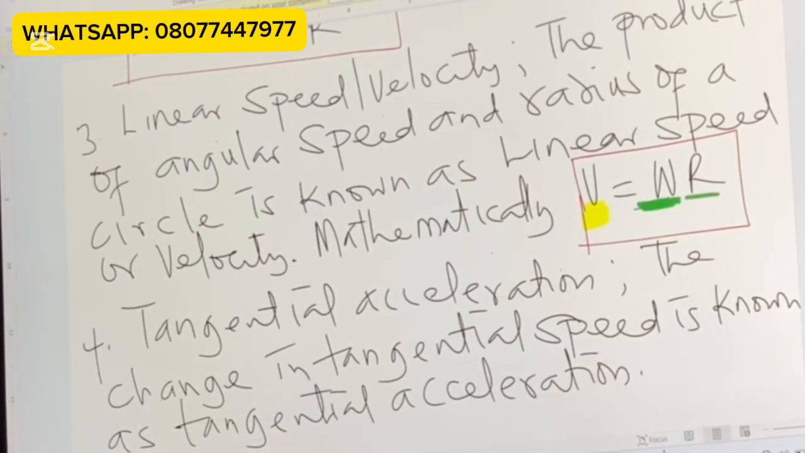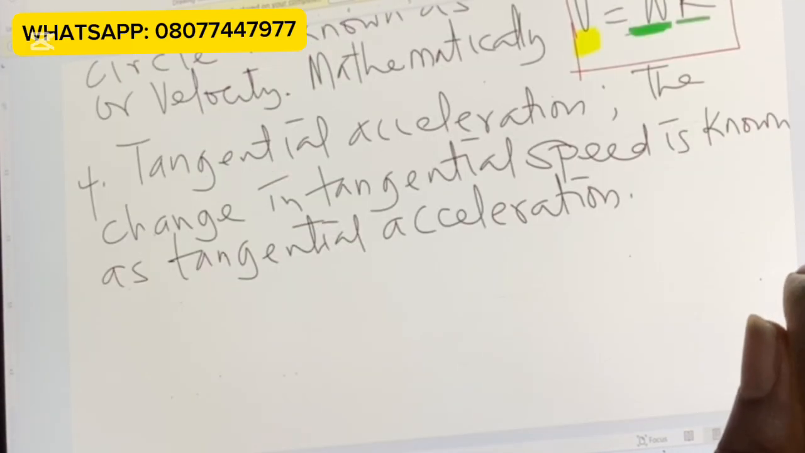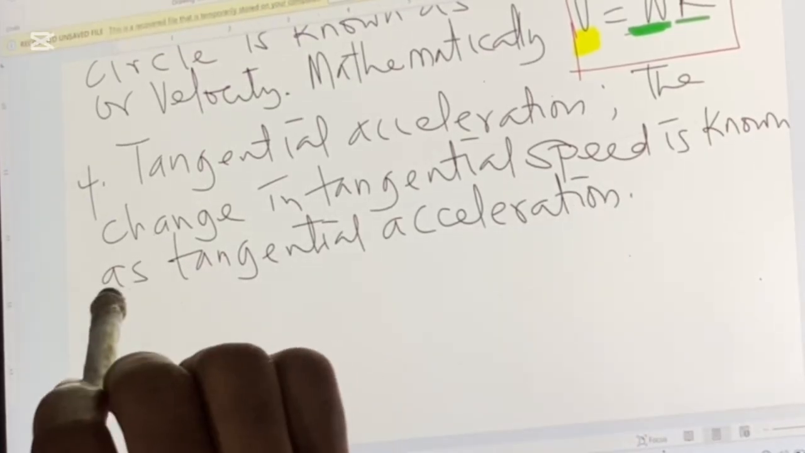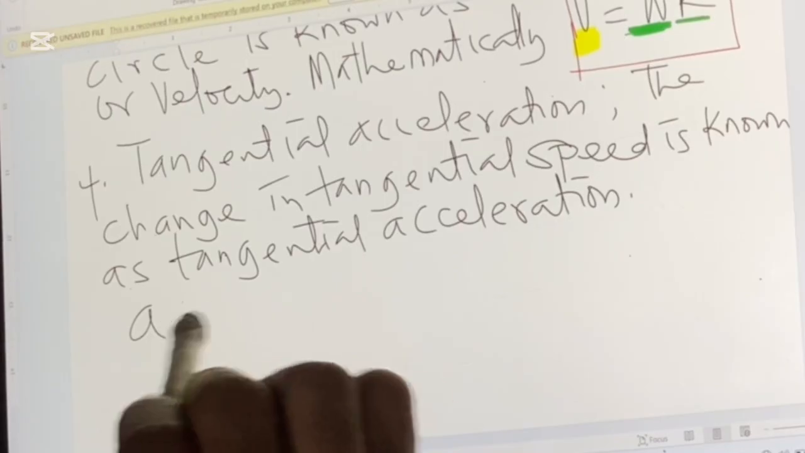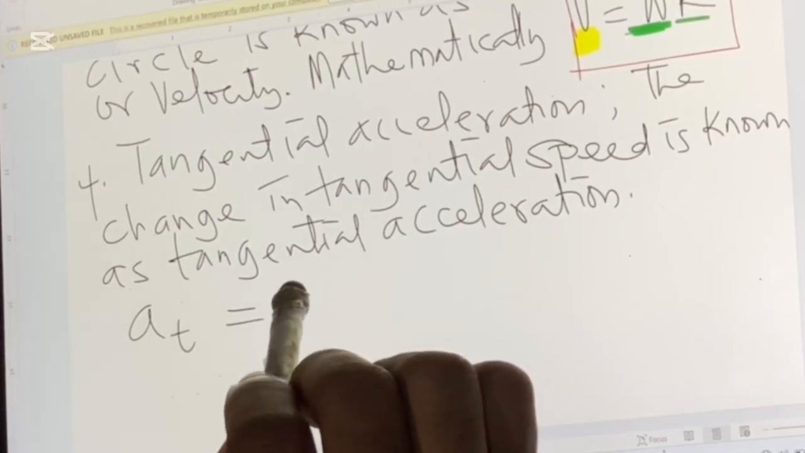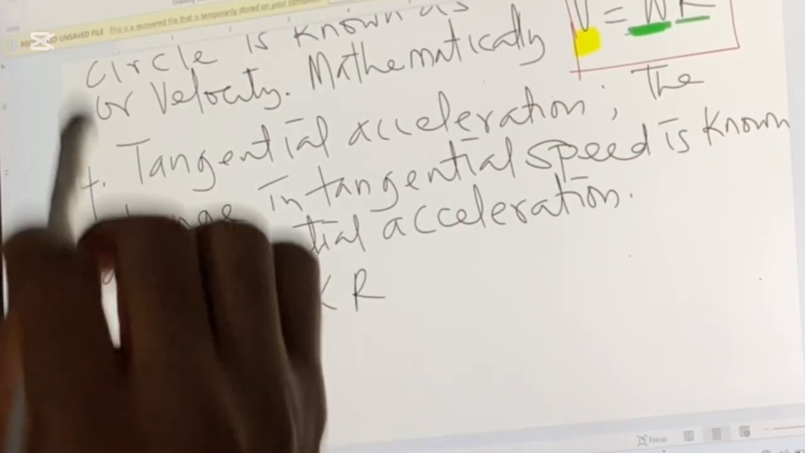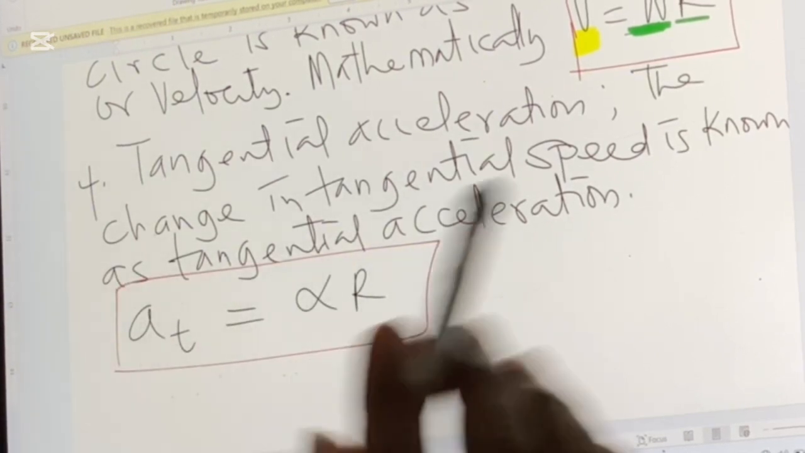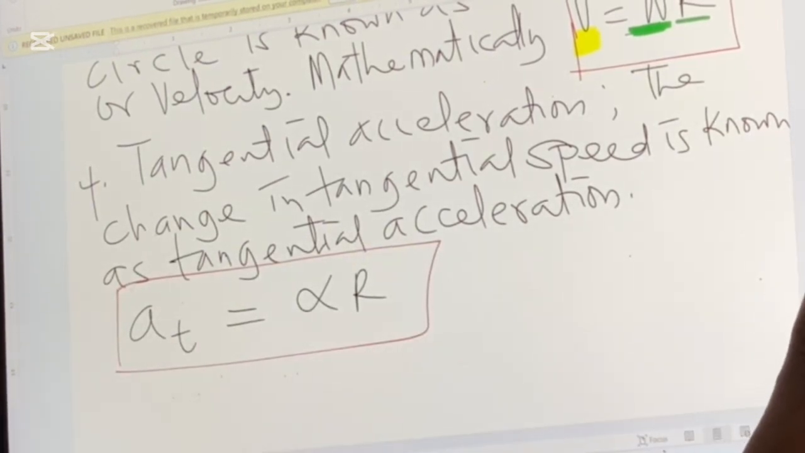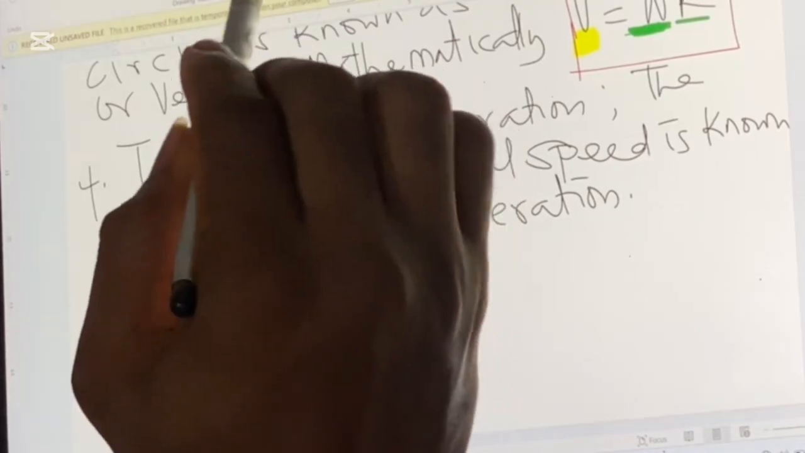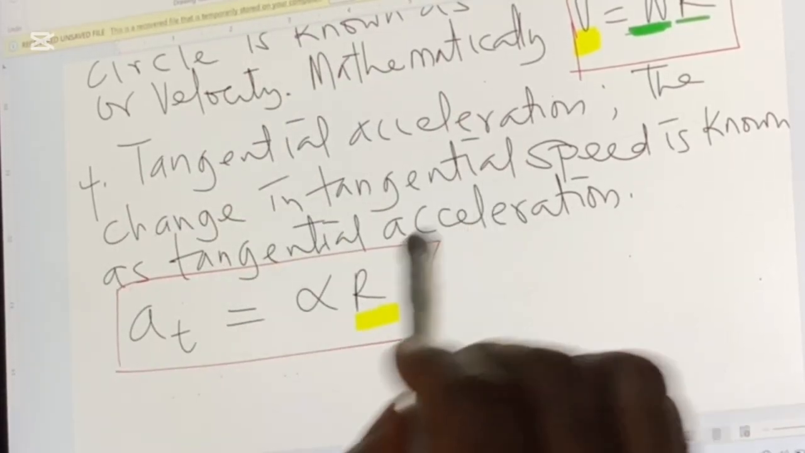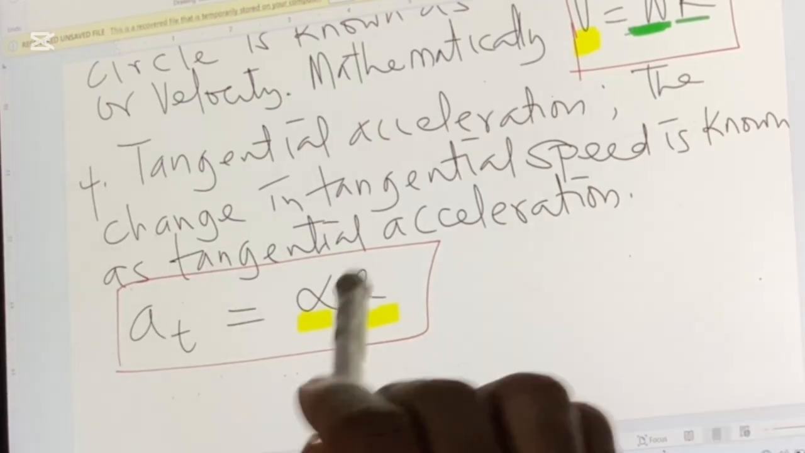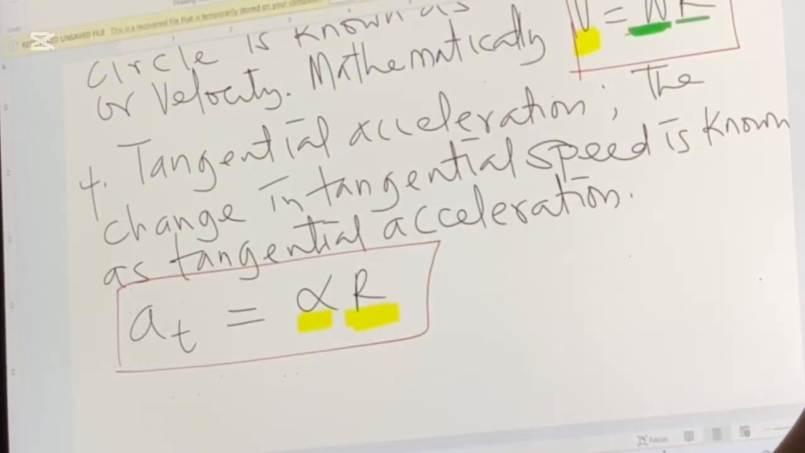Class, mathematically here, let's write down the mathematical definition. Mathematically, a_T is equal to alpha r, okay? The alpha there is called angular acceleration. The r here is representing radius. The alpha is angular acceleration. Please take note. The r here is representing radius, okay?